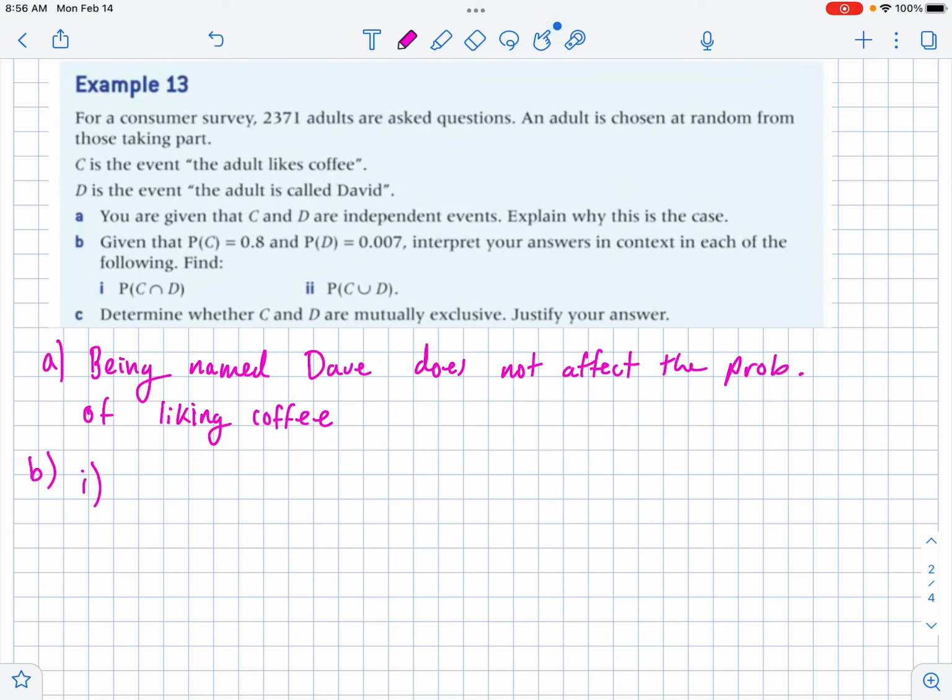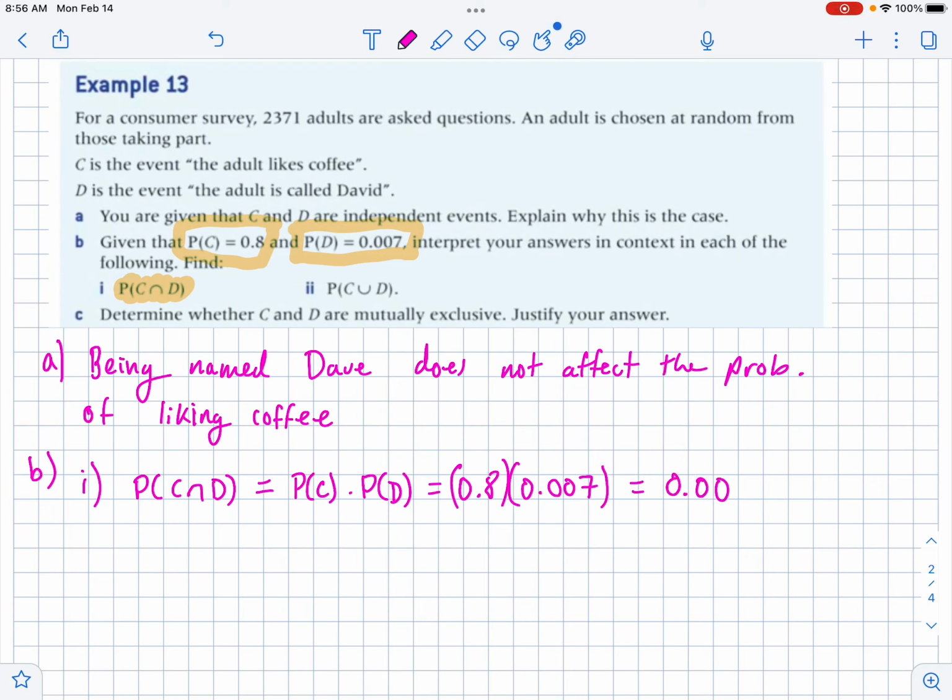Well, because they're independent events, if you're trying to find their intersection, you can just multiply their respective probabilities together. This wouldn't be true if they were dependent, but because they're independent, this is the probability of C times the probability of D, which is 0.8 times 0.007, which is 0.0056.